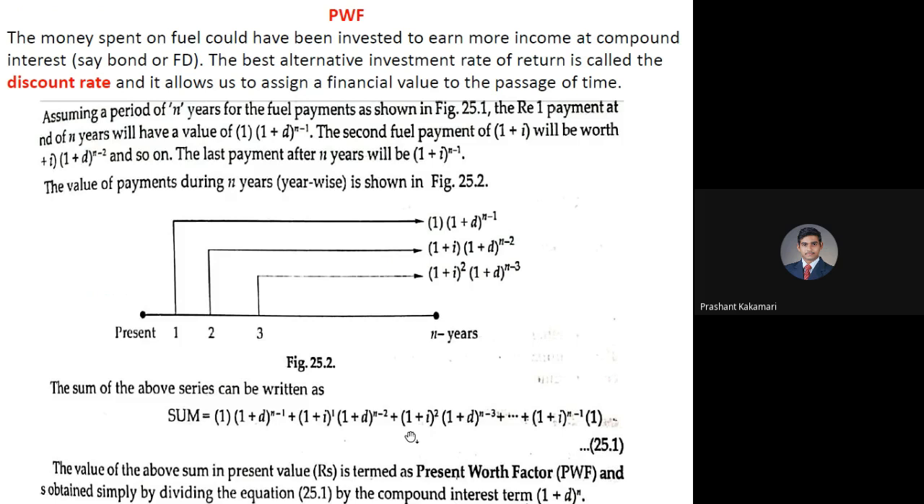Okay. And one more example I told. If discounting is given, the money spent on the fuel would have been invested to earn more income. To explain this, they have said that the same money you are spending on the fuel, you can keep as a fixed deposit or a bond, and you can get some benefits with some more interest or with the same interest. And that money also you can spend on the fuel every year.